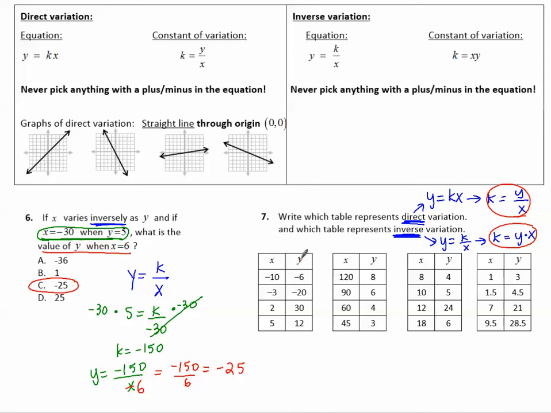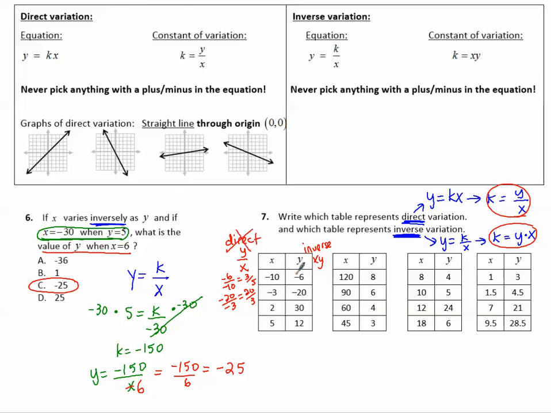So I'm going to do y divided by x over here for direct, and x times y over here for inverse. Let's start with y divided by x. So negative 6 divided by negative 10 makes 3/5. Negative 20 divided by negative 3 makes 20/3. Those are not the same, so it is not direct variation.